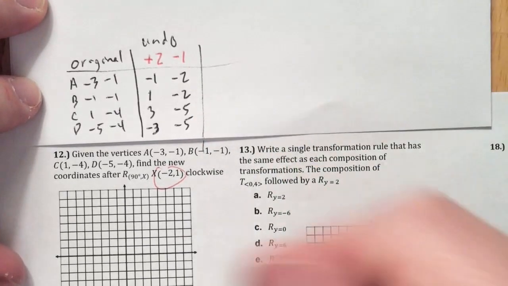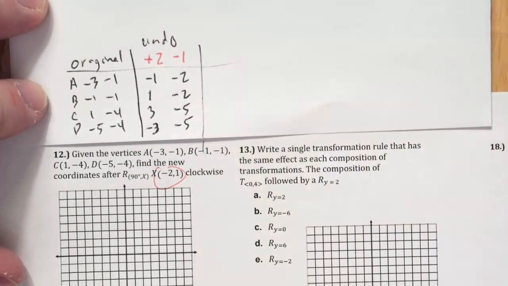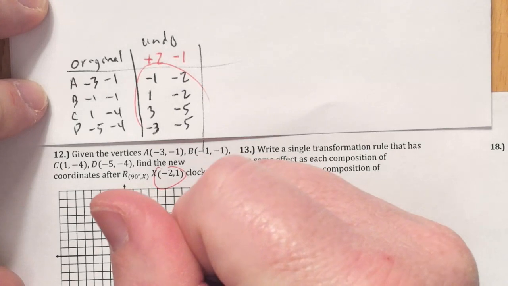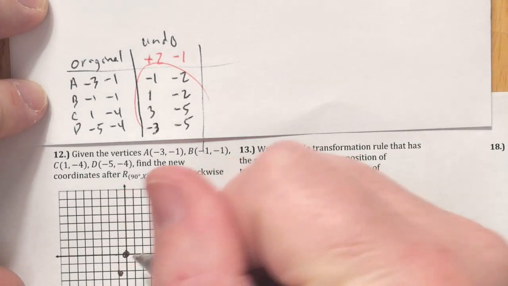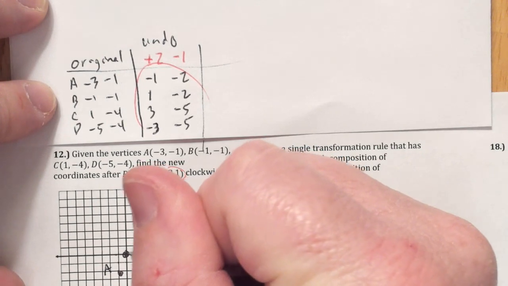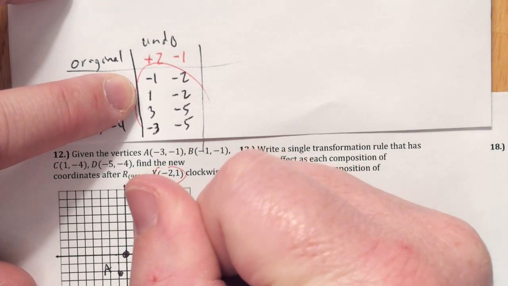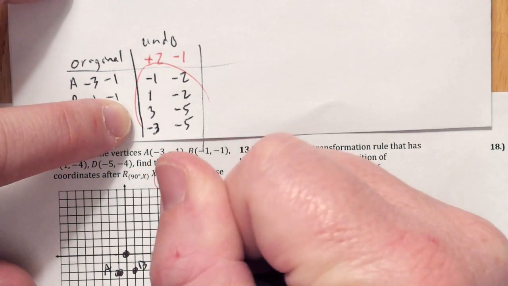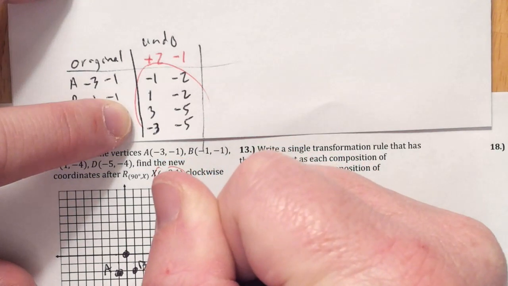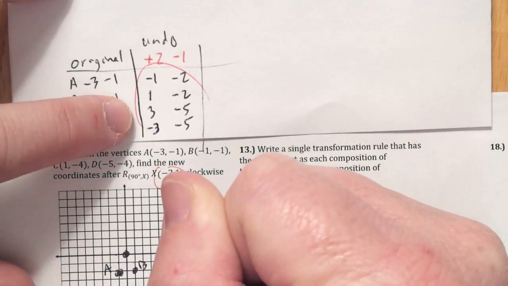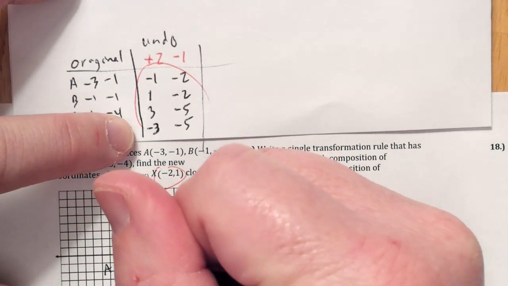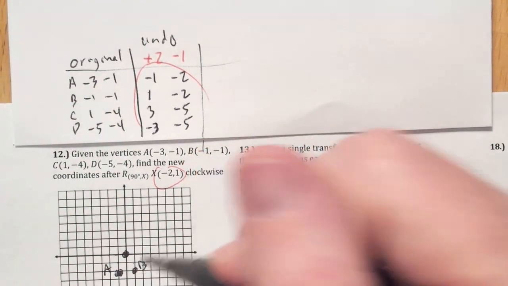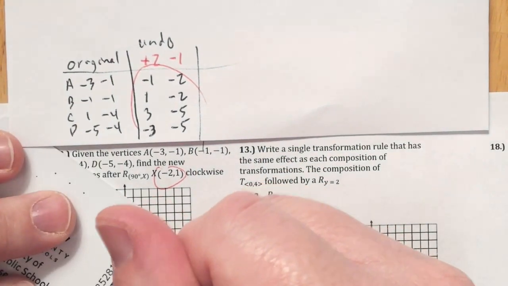Okay, so then we're going to take these and graph this. If this is 0, 0, we have -1, -2, and that was my A. We have 1, -2, that's my B. We have +3, -5, that right there is my C. And -3, -5, that was my D.